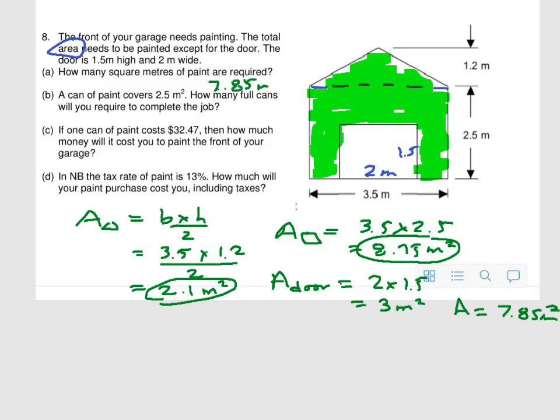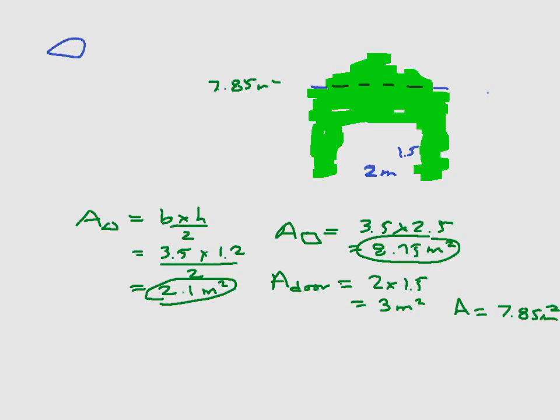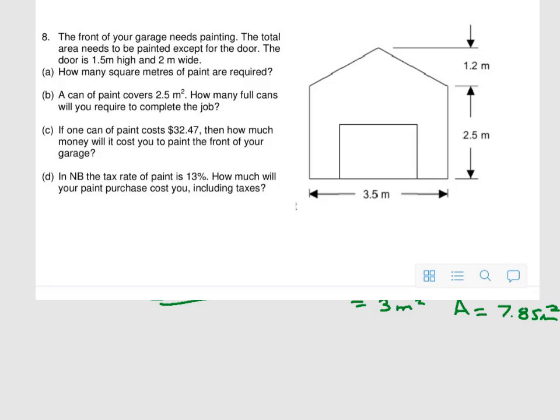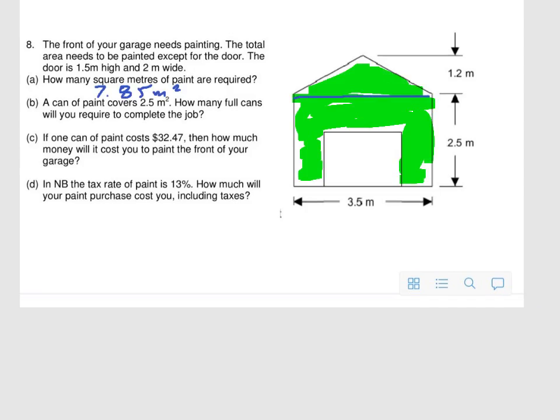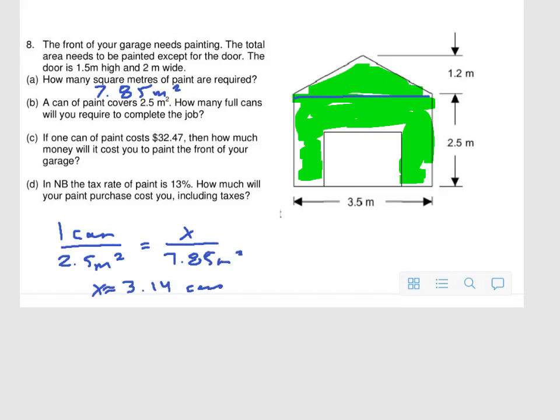square meters. One can of paint covers 2.5 square meters of area. If I set up the question for B in a proportion, if I said 1 can of paint is the equivalent of, or requires, 2.5 square meters, then how many cans would you need, X on the top, for 7.85 square meters? To cross multiply and divide, you're going to get 3.14 cans, but you can't buy 3.14 cans. You can only buy a whole number of cans, so that's going to mean 4 cans of paint.